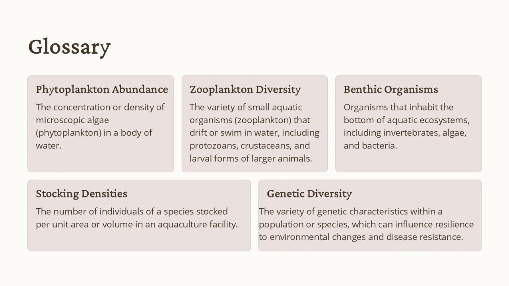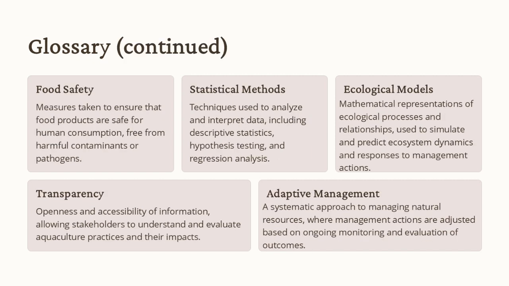4. Stocking densities: the number of individuals of a species stocked per unit area or volume in an aquaculture facility. 5. Genetic diversity: the variety of genetic characteristics within a population or species, which can influence resilience to environmental changes and disease resistance. 6. Food safety: measures taken to ensure that food products are safe for human consumption, free from harmful contaminants or pathogens.